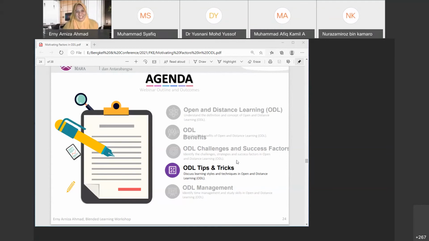Boleh. Okay. Alright. Ini kita tengok tips and tricks. Tips and tricks will discuss the learning styles and techniques in open and distance learning. So basically, kalau kita cakap tentang belajar ni, tak kira lah face to face ke, blended learning ke, e-learning ke, ODL ke, right? So that one will be back to yourself tau. Sebab lain orang, lain kaedah belajar dia.